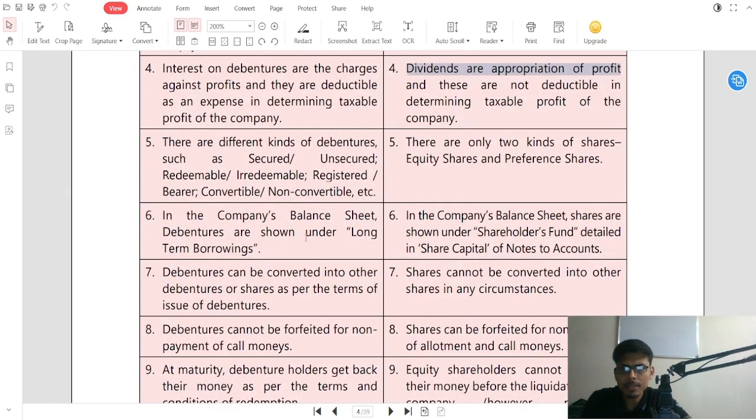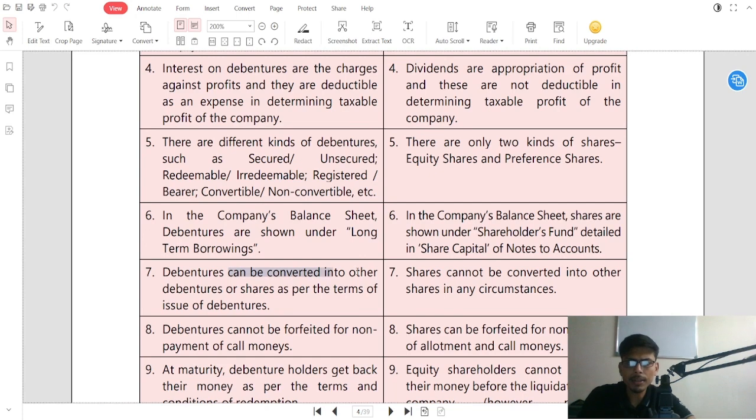Okay, and see here there are two kinds of shares mainly, equity and preference shares. And in case of debentures, there are secured debentures, unsecured debentures, redeemable, irredeemable, registered, bearer, convertible, non-convertible; we are going to come to that in detail. And in the company balance sheet, debenture is shown under long term borrowings. Company के balance sheet में debenture का हम long term borrowings में show करते हैं guys, हाँ. And in the company's balance sheet, shares are shown under shareholders fund, under the share capital in the notes to accounts. Shareholders fund is the main heading of the financial statement in the equity and liabilities part, and share capital is the subheading.